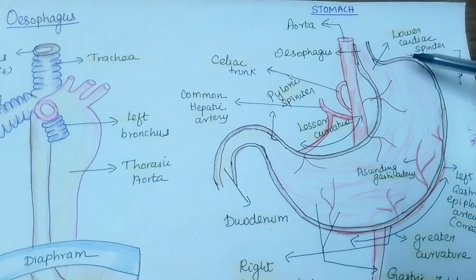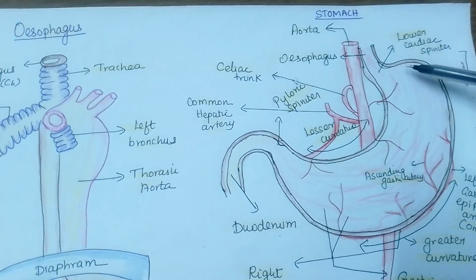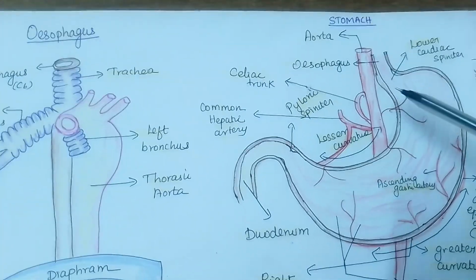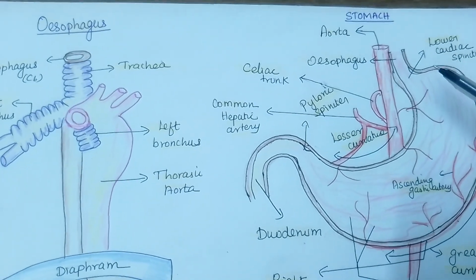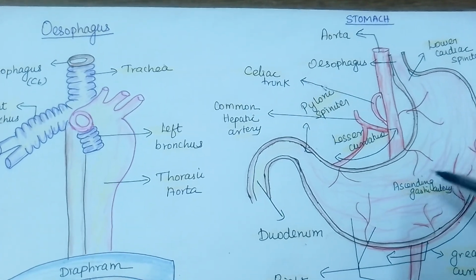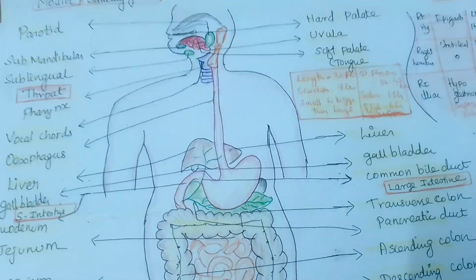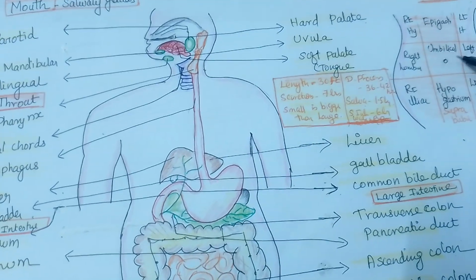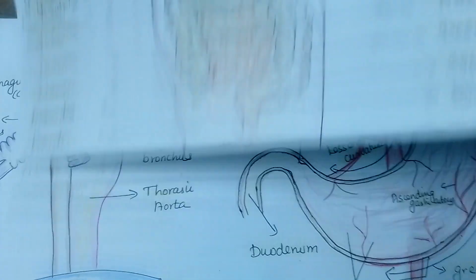Today we will see about the digestive system. In that we are going to see about the stomach. The stomach is a J-shaped organ. It is a protruded part of the alimentary canal, you can say. It is present in the epigastric region and the umbilical region. It is a J-shaped structure.